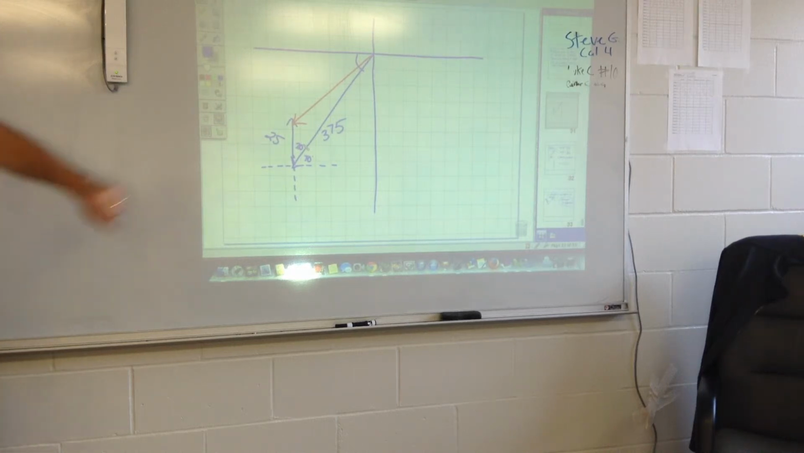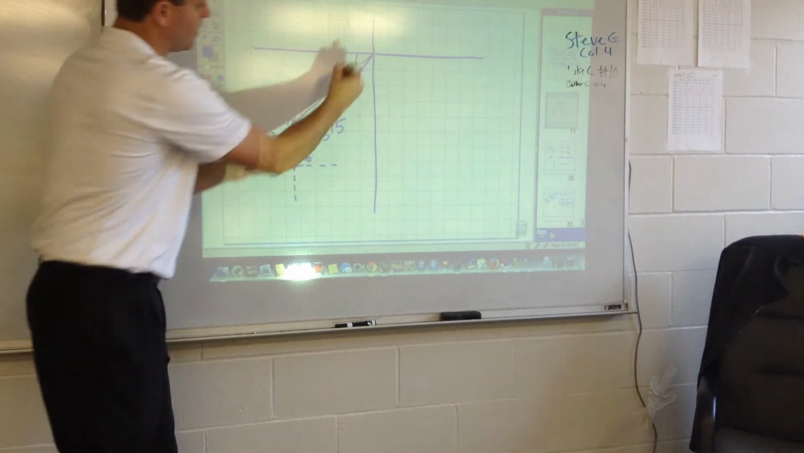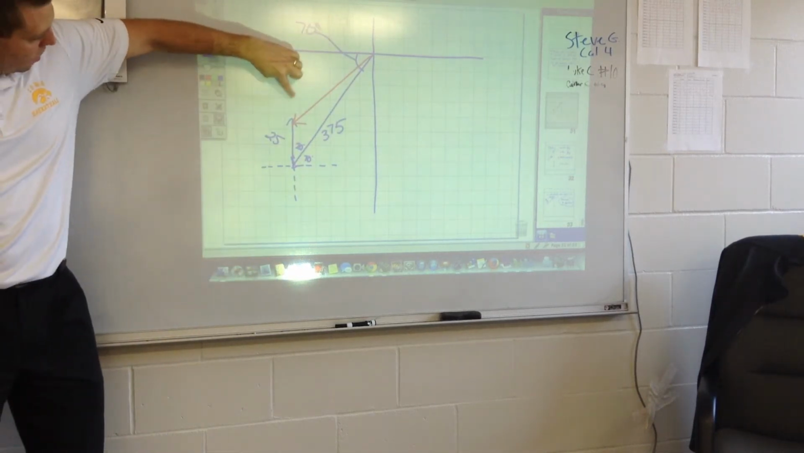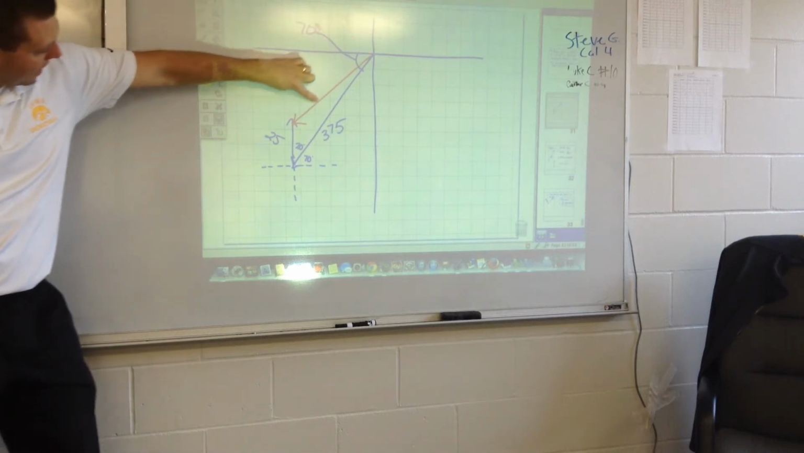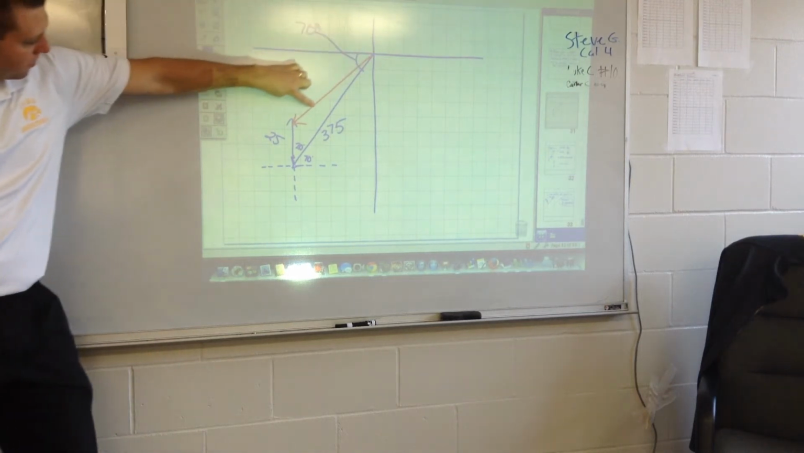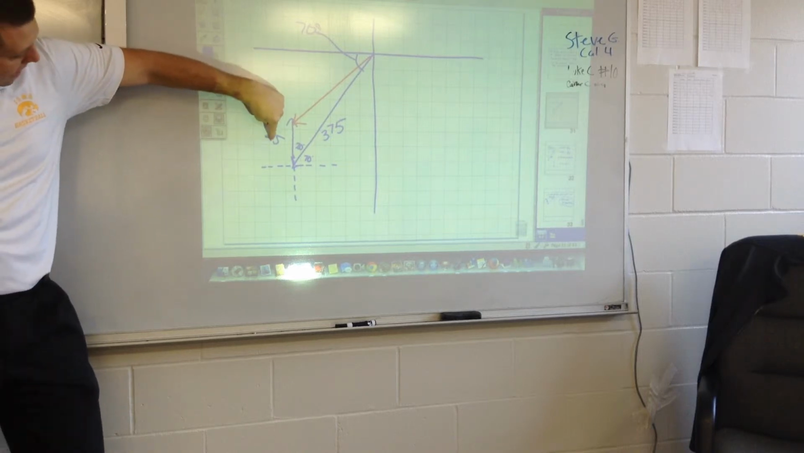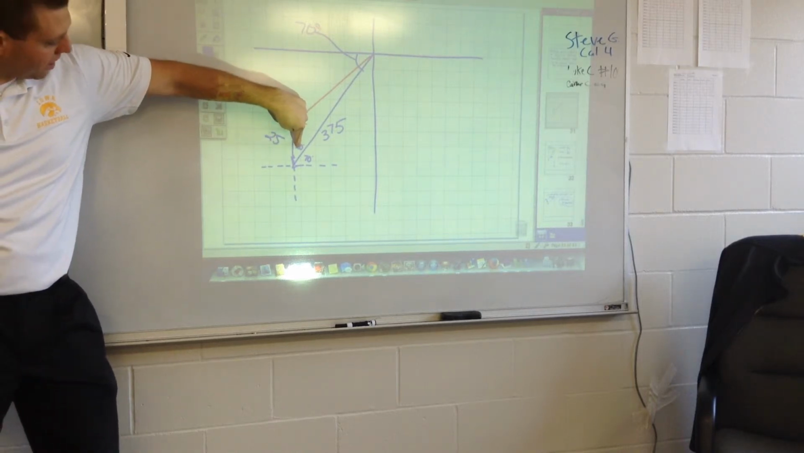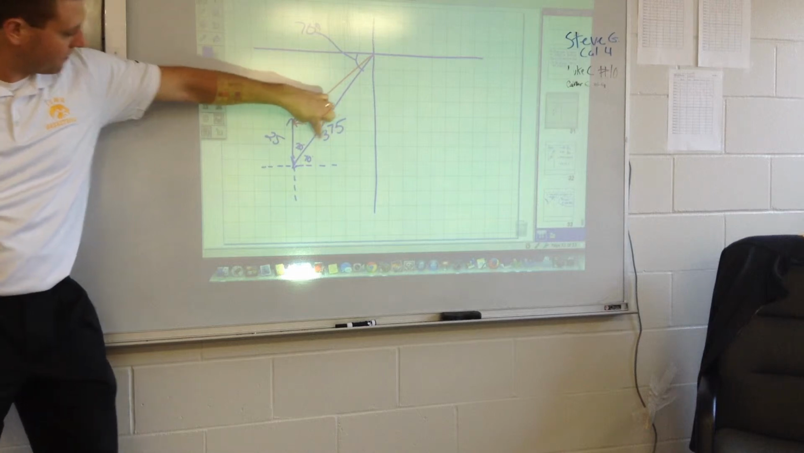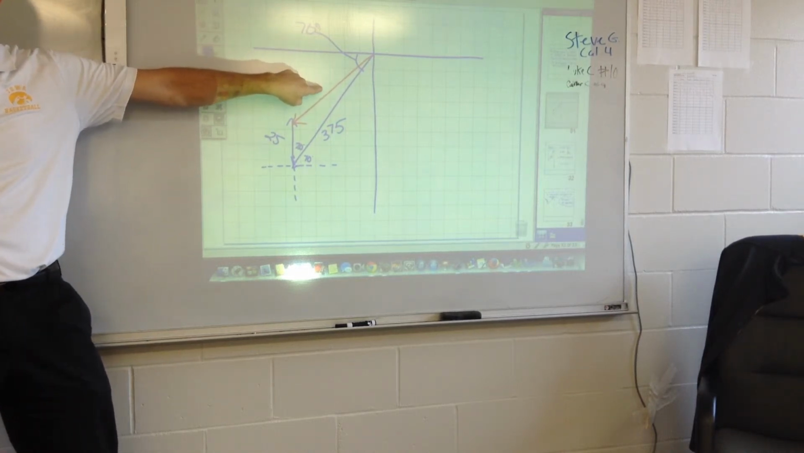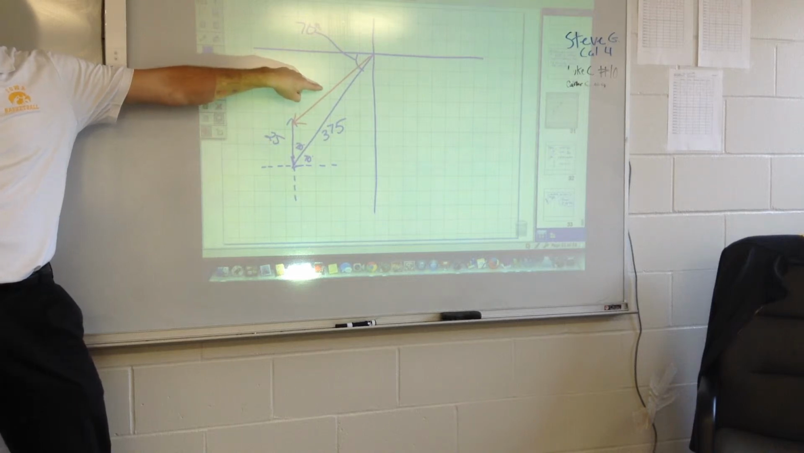Now, I want to find out the magnitude of my resultant, correct? I have this side, I have the angle right here in between, I have that side: side, angle, side. I'm trying to figure out this side right here. What could I use? Law of cosines right now. Couldn't use law of sines yet.